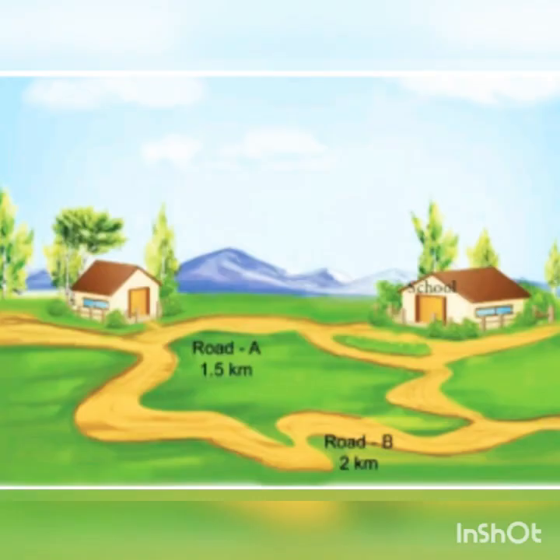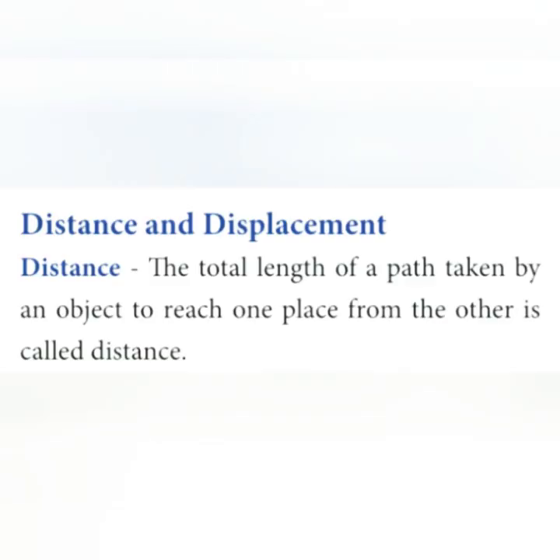We can reach faster only if we travel in a straight path. So the straight line path is the shortest distance between the 2 points. So what is distance now? The total length of the path taken by an object to reach one place from the other is called distance.